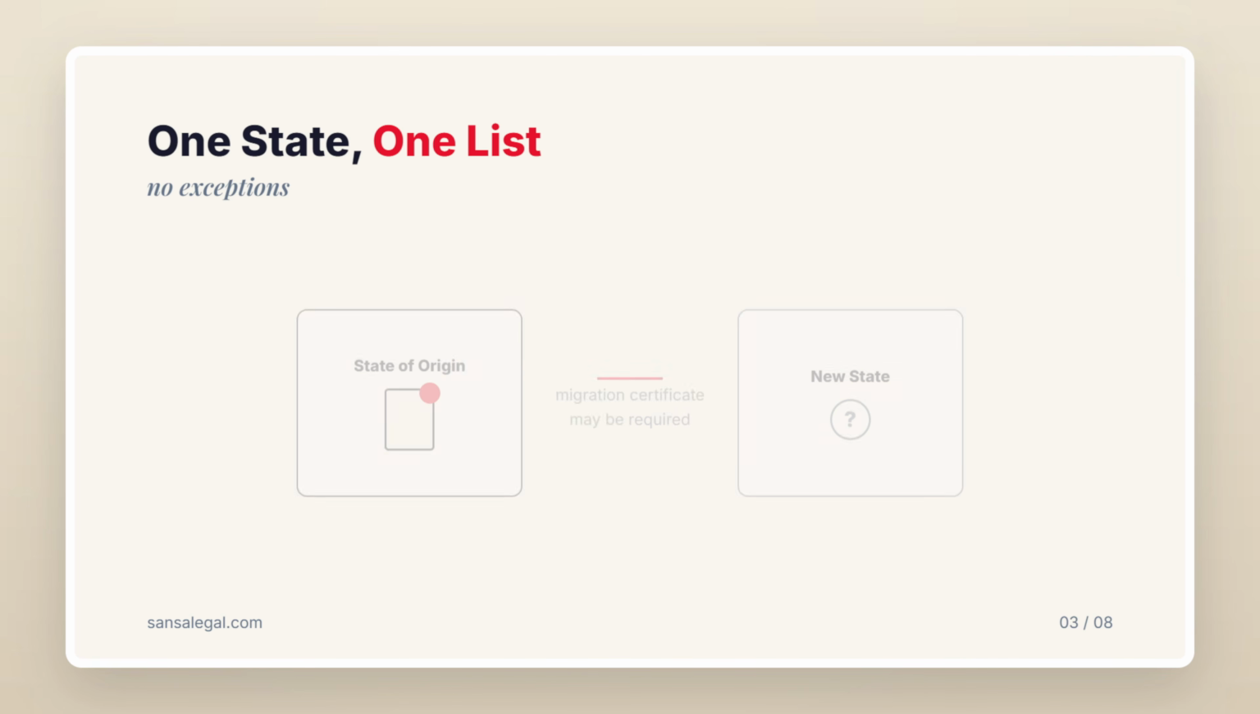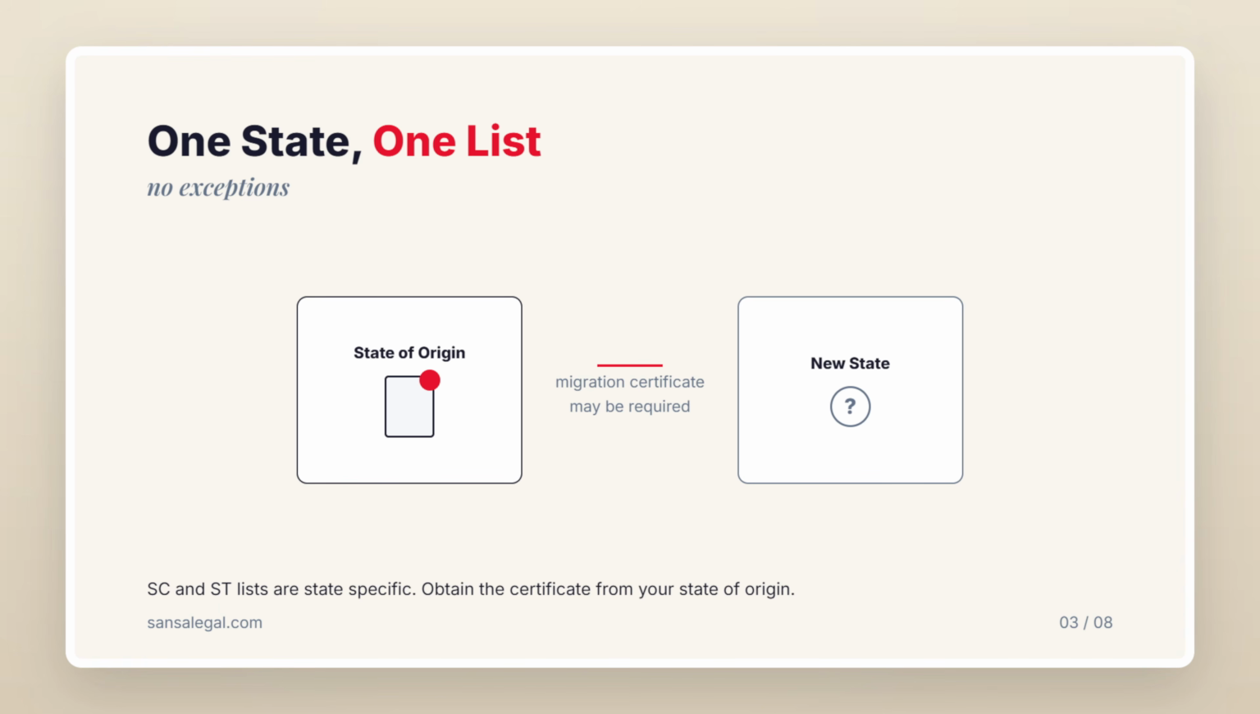Here is a detail that trips people up. The SC and ST lists are state-specific. A community listed as SC in one state may not be listed in another. So if your family has migrated from one state to another, you may need to obtain the caste certificate from your state of origin, along with a migration certificate.